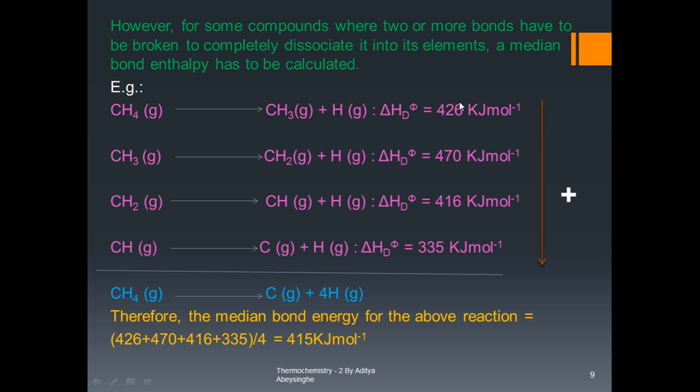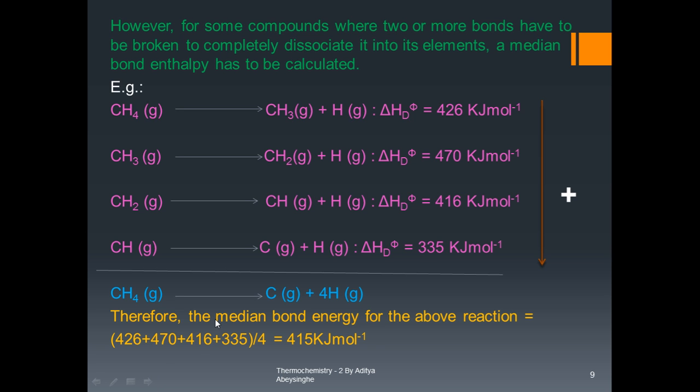So the energy in the first reaction is 426, the energy in the second reaction is 470, that in the third is 416, and that in the last is 335. So the median bond energy is calculated by adding those and dividing by 4, because it requires 4 steps or 4 parts in this addition. So we get the median bond energy as 415 kilojoules per mole.